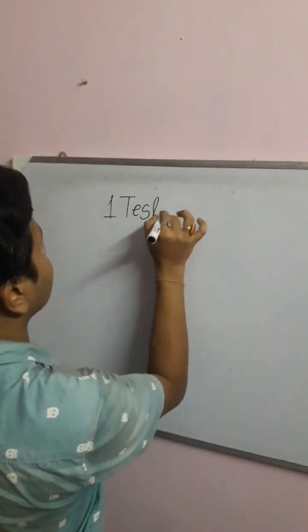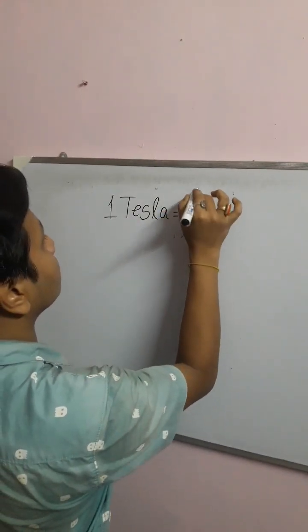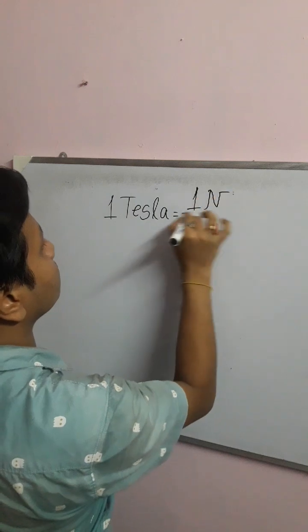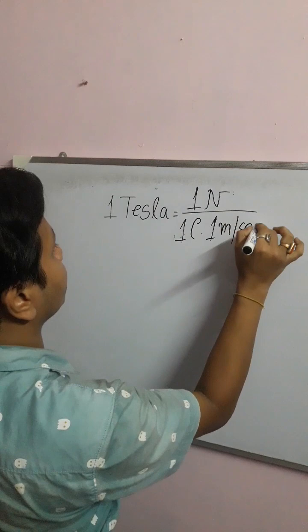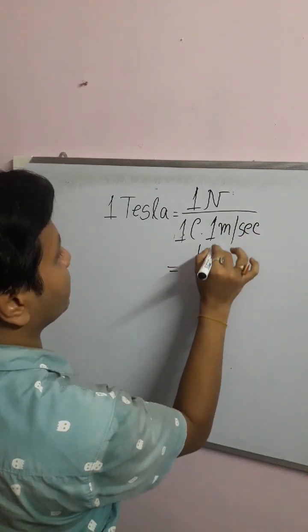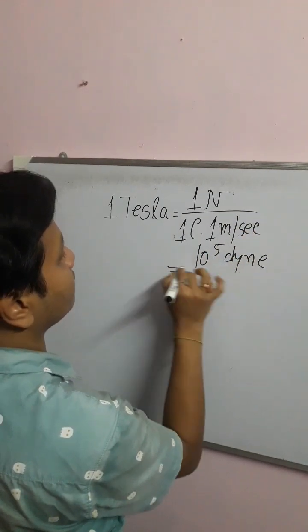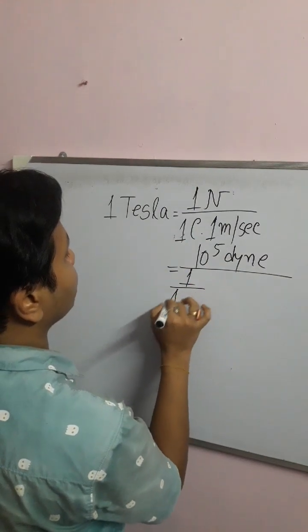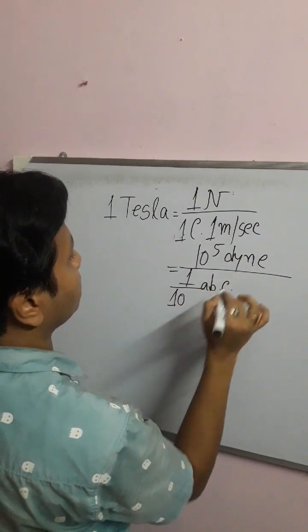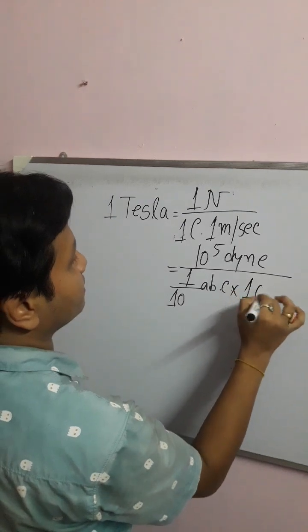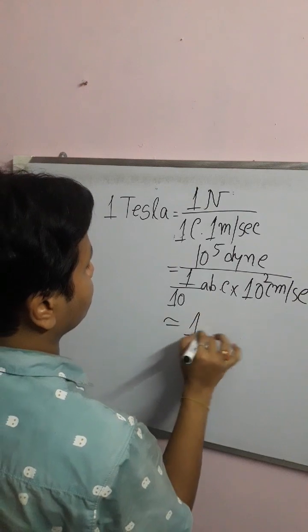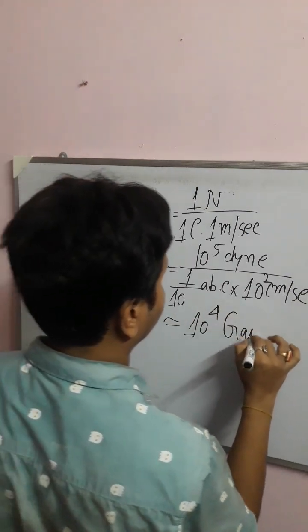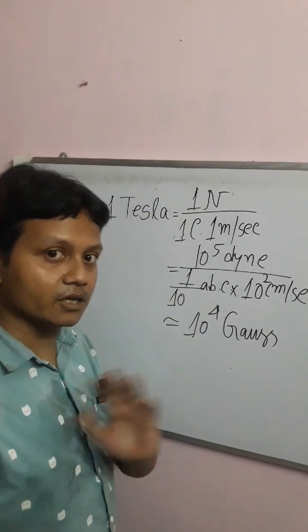So we can write 1 Tesla is 1 Newton by 1 Coulomb into 1 meter per second. 1 Newton we can write as 10 to the power 5 dyne, 1 Coulomb means 1 by 10 abcoulomb, and 1 meter means 100 centimeters per second. So we can write it as 10 to the power 4 Gauss. This is the relation between them.